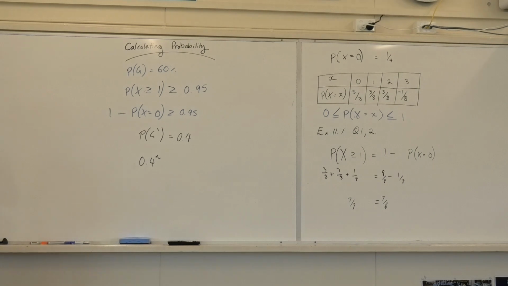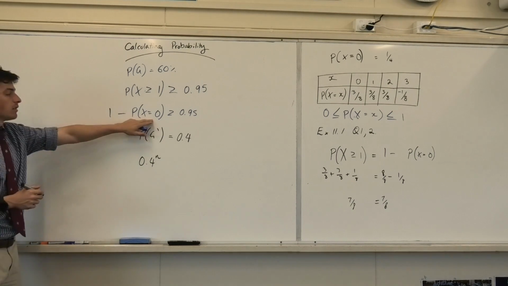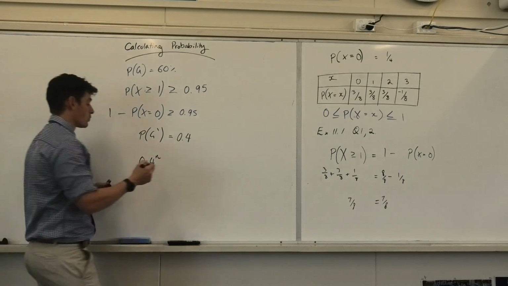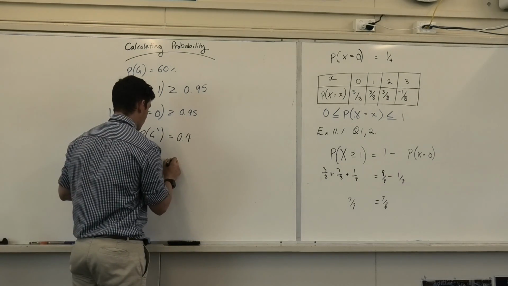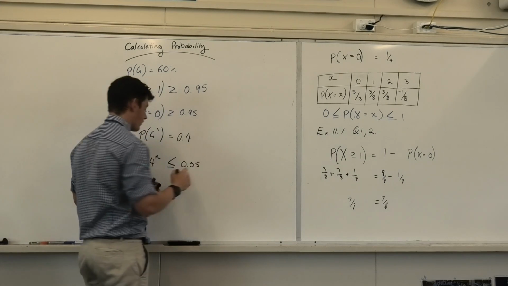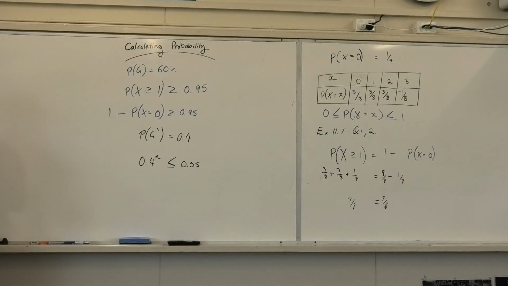What is repeated multiplication? How do we represent a repeated multiplication? And what do we want that to be? What does this number need to be, at least? 0.05. So we need this to be less than or equal to 0.05. Correct?